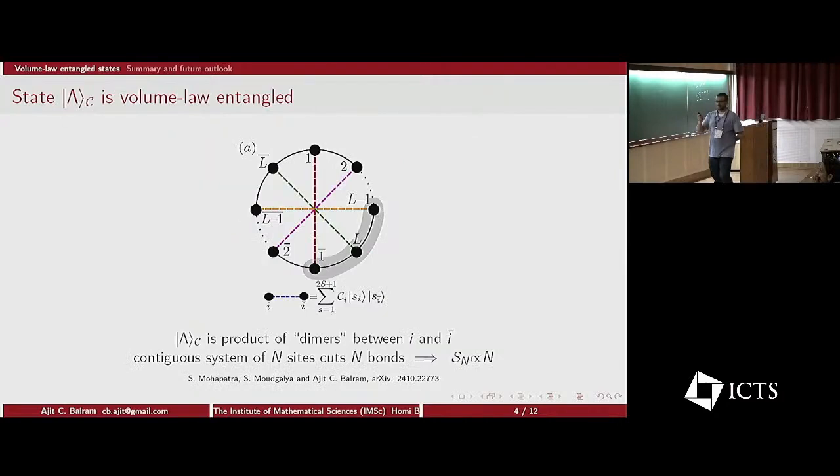Okay, so first let me show that this state is volume law entangled. That is fairly simple because I am only pairing antipodal points. If I take a continuous set of sites, then I'm going to cut exactly as many dimers as there are number of sites. So the entanglement is going to be proportional to the number of sites. And the prefactor will just be determined by what C is. Okay, so that's easy to see.